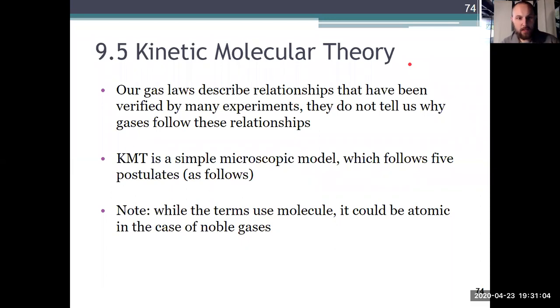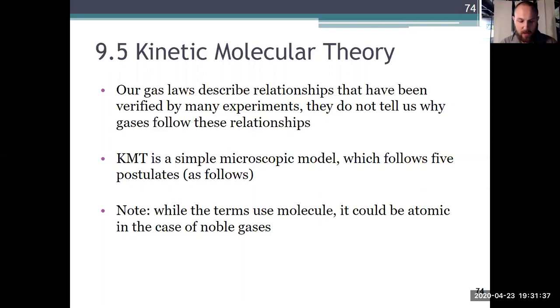Okay. We have used the ideal gas law, which we saw came from a number of experiments, right? We experimentally had determined Boyle's law, Charles' law, Amontons' law, Avogadro's law. Those were determined in the lab, right? But they don't explain why gases follow these behaviors. Okay, kinetic molecular theory, or KMT, does. It's a microscopic model, and it follows 5 postulates that we'll list on the next 2 slides.